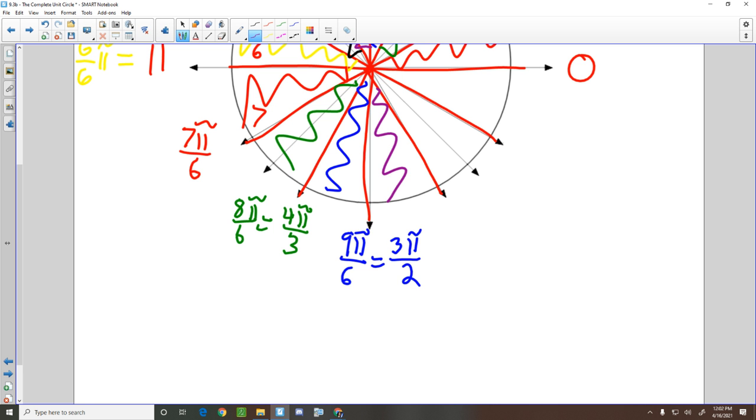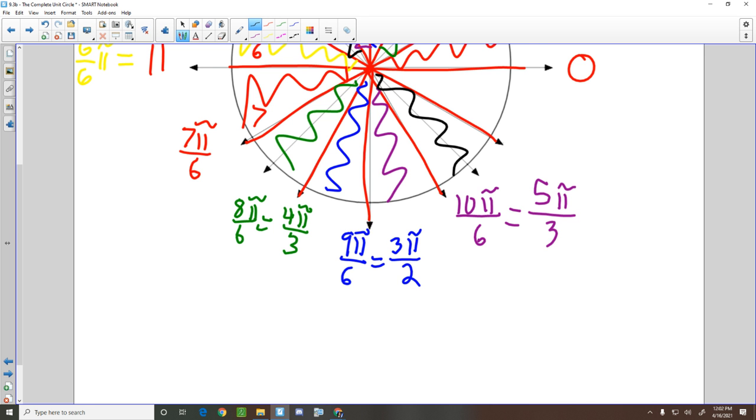Let's add a 10th slice. That's 10 pi over 6, 10/6 of a pi, right? Each slice is 1/6. I have 10 of them all together if you just count them up. That simplifies to 5 pi over 3. So it's 5/3 of pi.